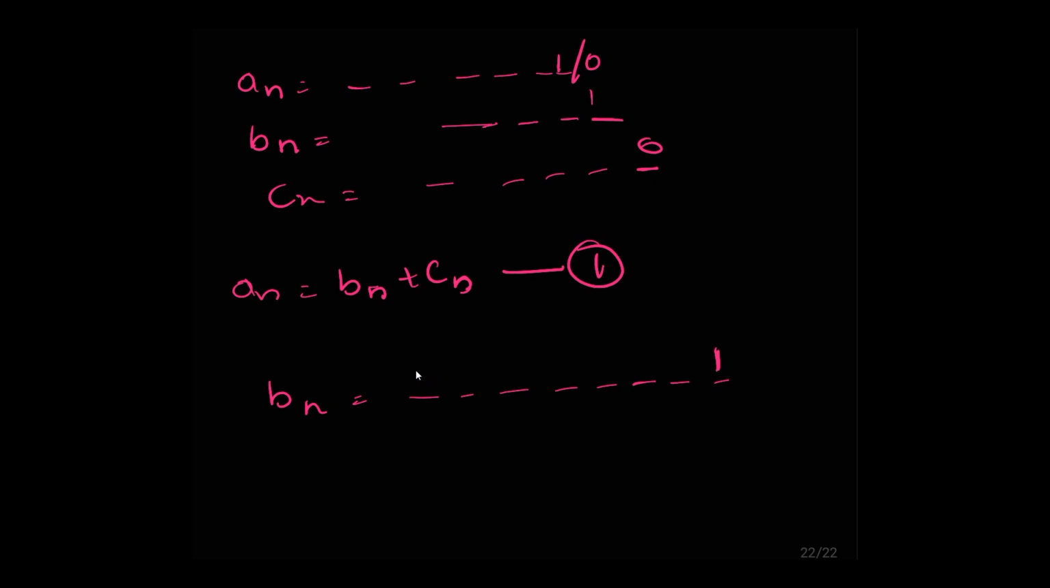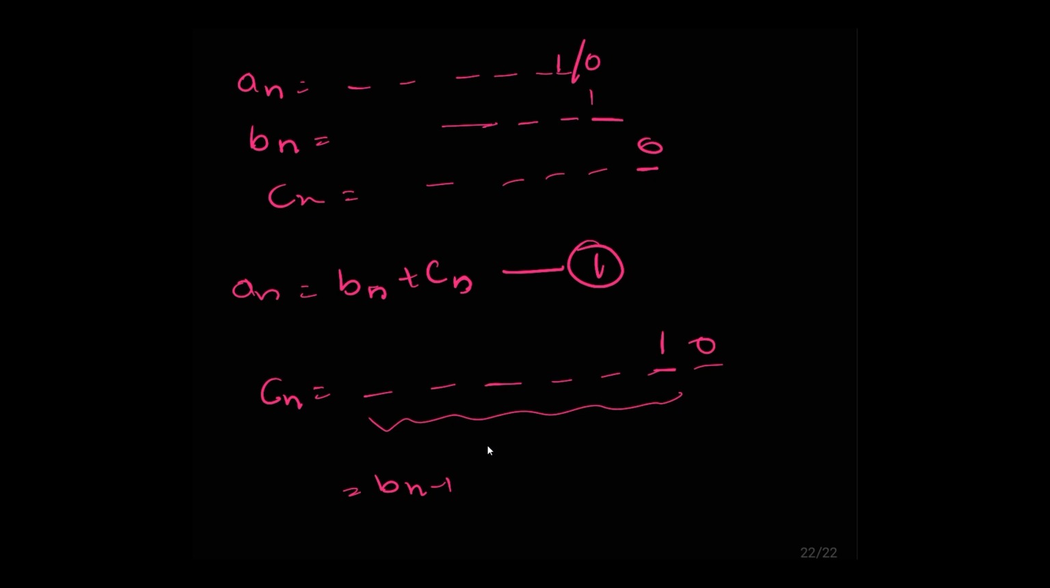Now let us take Cn. We can think of Cn as all numbers where no two zeros are together and the last one should be 0. If the last one is 0, then the previous one must be 1. Therefore, we can take this as Bn minus 1, where no two zeros are together and the last digit is 1. Therefore, Cn equals Bn minus 1.